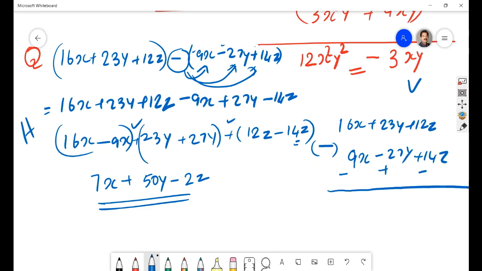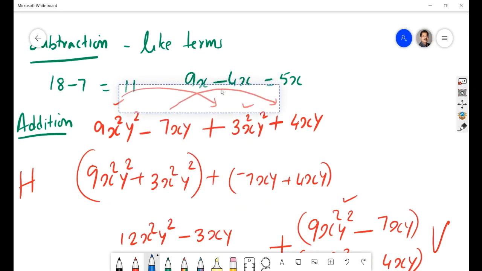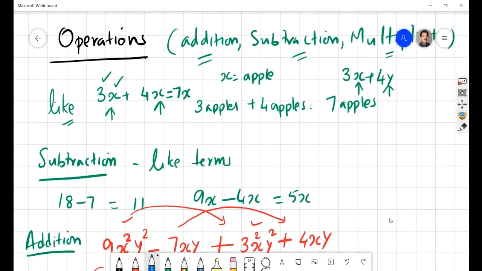Now it is in the addition format. We will go from the right side. 12z plus minus 14z means minus 2z. Plus 23y plus 27y is equal to plus 50y. Positive 16x minus 9x means 7x. This way we have to do the subtraction. This is a trinomial in fact. Earlier one was a binomial for addition, and before that it was simple subtraction of a single term.